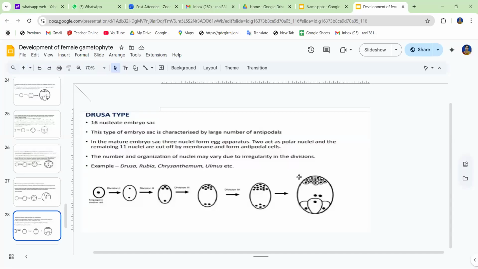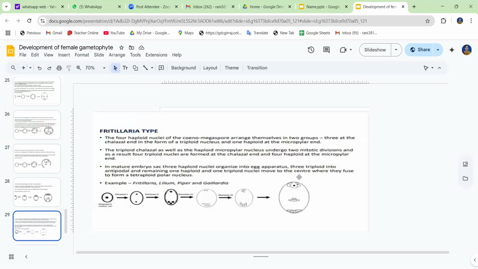The number and organization of nuclei may vary due to irregularity in the divisions. That is the drusa type. So the examples are drusa, rubia, chrysanthemum, almus, and malotus, and some of the crucianella. These all are the other plants of the tetrasporic type of the embryo sac. And the other one is the fritillaria type.